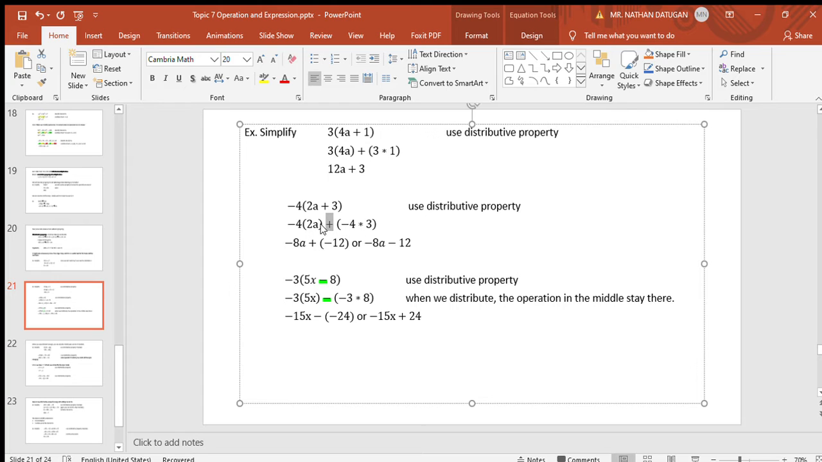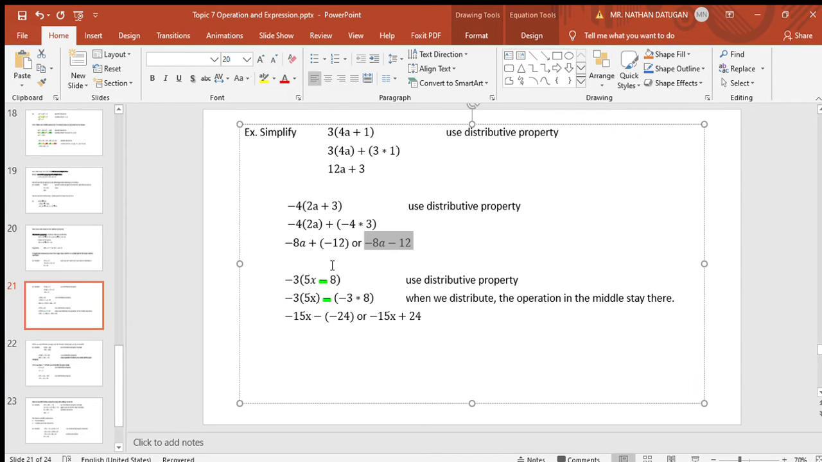Now simply do some multiplication, associative property. Negative 4 times 2 will give you negative 8a, and negative 4 times 3 is basically negative 12. Again, the operation is plus and plus, and that's pretty much it. Or we can simplify this into negative 8a minus 12. Either answer will be correct in your test.